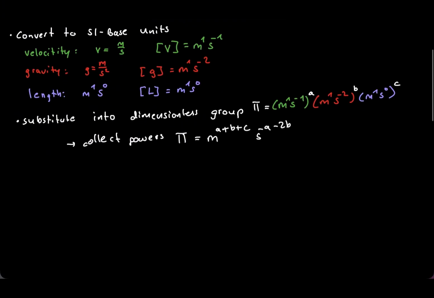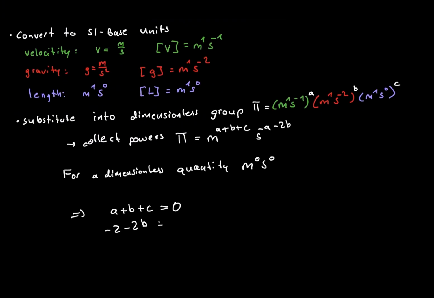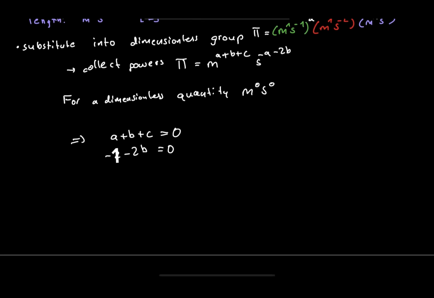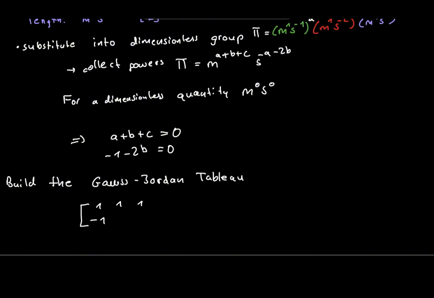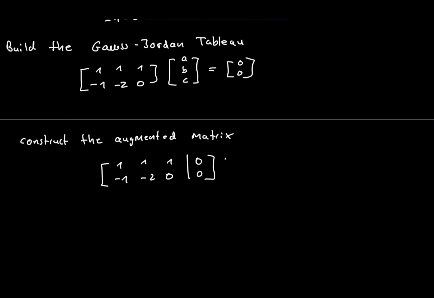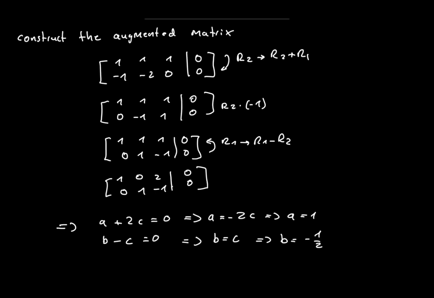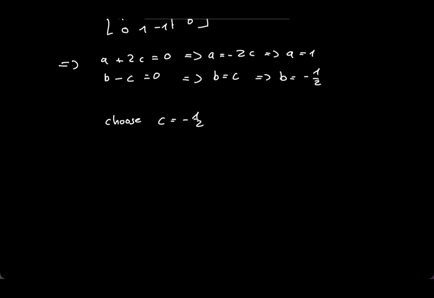For a dimensionless quantity, the exponents of meters and seconds must both equal 0. This gives us two equations. Now we write the system as a matrix and build the Gauss-Jordan tableau. Applying row operations reduces the matrix and gives the relationships. A equals negative 2C and B equals C. Choosing C equal to negative 1/2 gives A equals 1 and B equals negative 1/2.